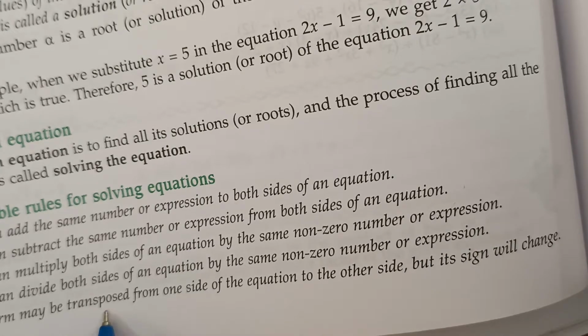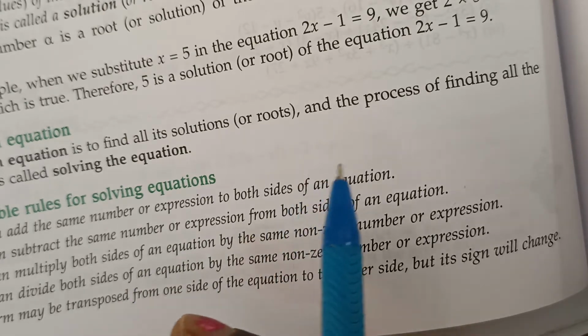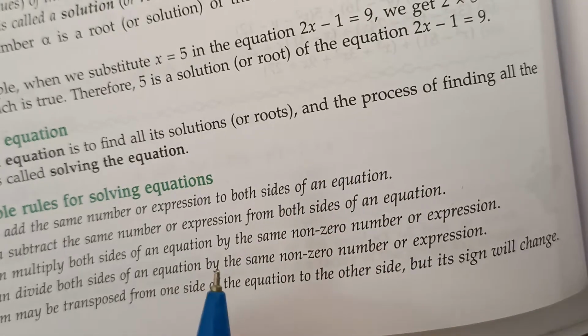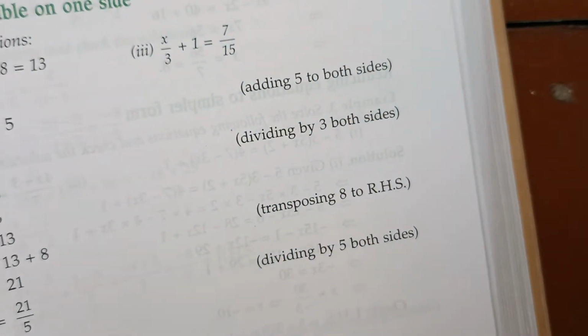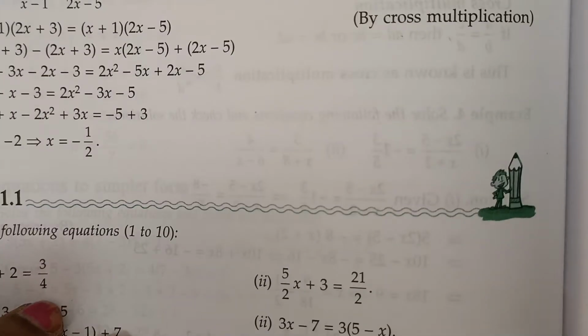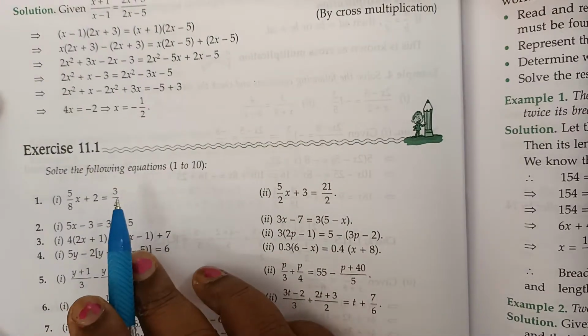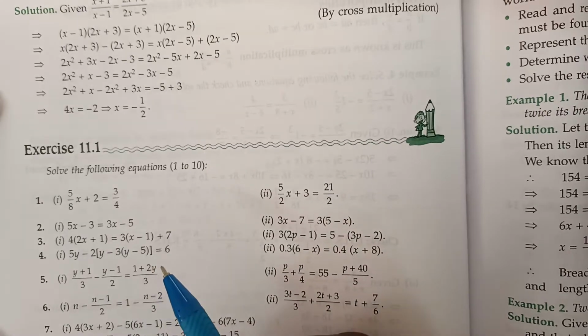A term may be transposed. Transposed means taking it from one side to the other side. When we transpose a number, what happens? That term's sign changes. If it is positive, it becomes negative, and if it is negative, it becomes positive. So let us solve the equation, then you will be able to understand. Let us start with exercise 11.1. There are two sums for each question. I will be doing one sum for you. The next sum you will do on your own.